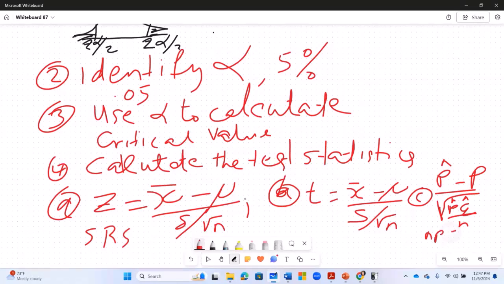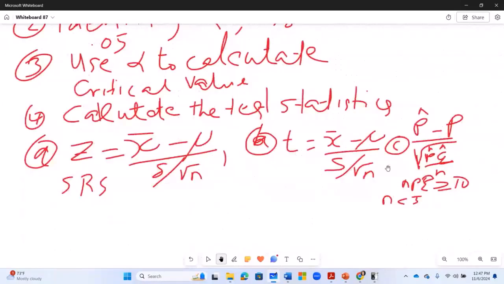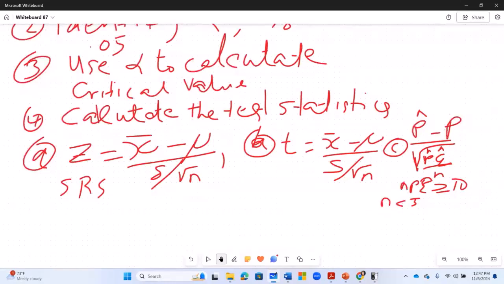So NPQ must be greater than or equal to 10, and sample size must be less than 5% of population. So the conditions must be met before I can do this. So these are 3 kinds of test statistic that I can calculate. Otherwise, sample size is greater than 5% of population.